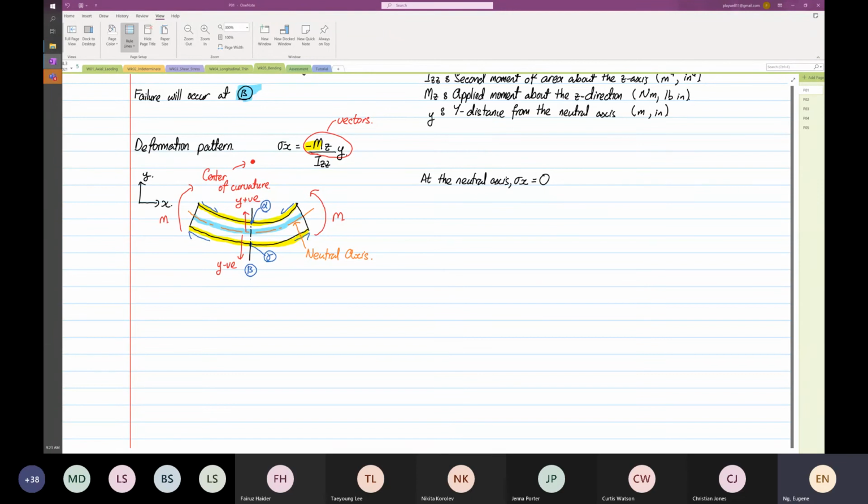So you ask me, okay, so what? Now we're going to form the equation. If we look at the normal stress in the x direction for point alpha, we know that y is positive. In this context, we have stress x at point alpha equal to minus Mz over Izz multiplied by positive y. So this equation is equal to minus Mz over Izz multiplied by y. So we know that the stress in the x direction for point alpha is in compression.